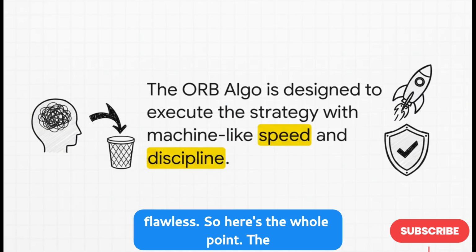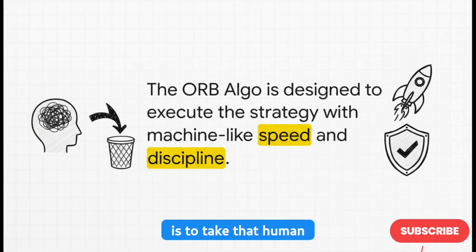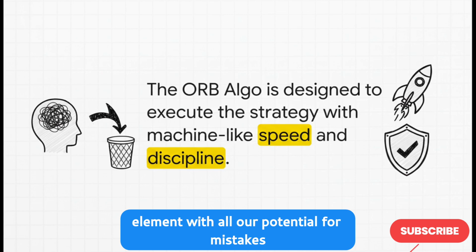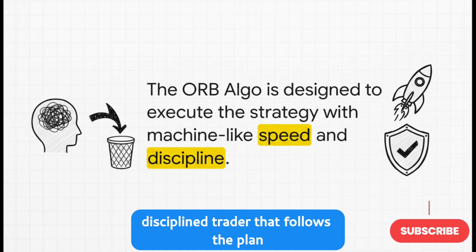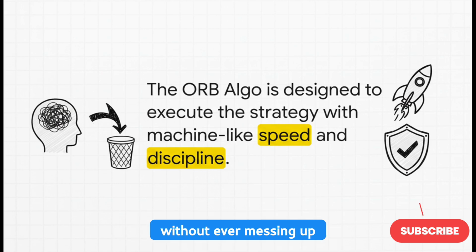So here's the whole point. The entire purpose of the ORB algo is to take that human element, with all our potential for mistakes and emotion, and just take it right out of the equation. It's designed to be the perfect, disciplined trader that follows the plan without ever messing up.